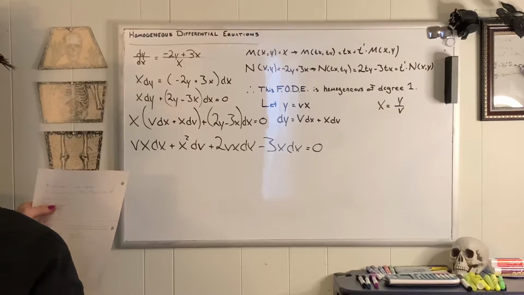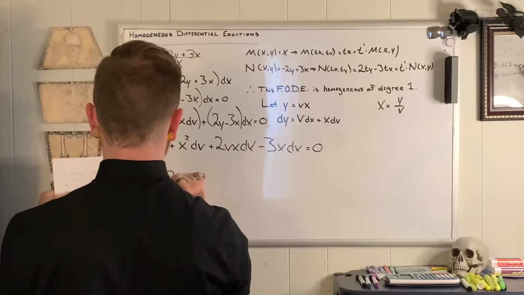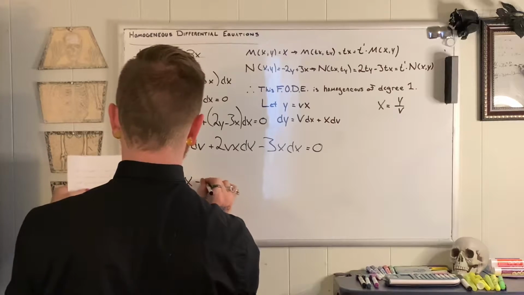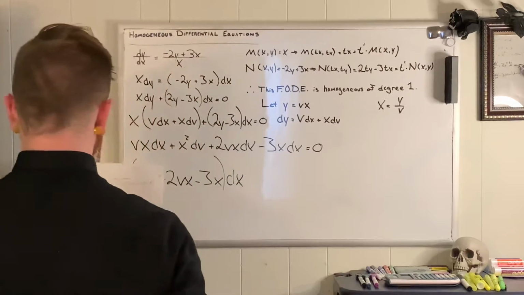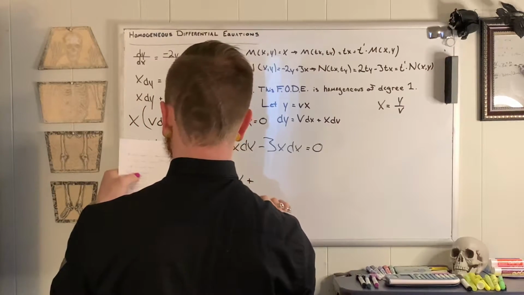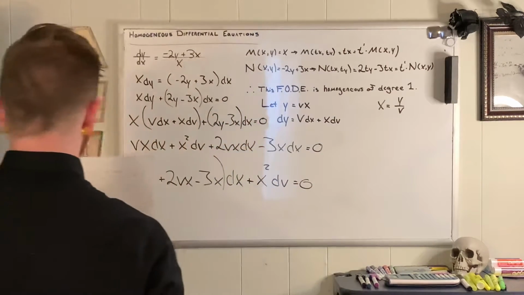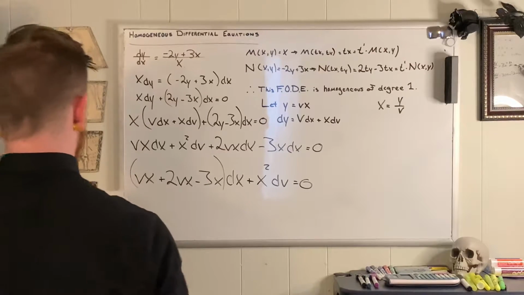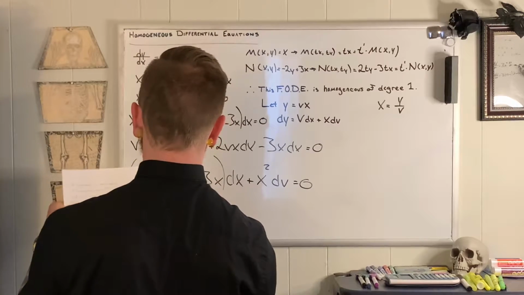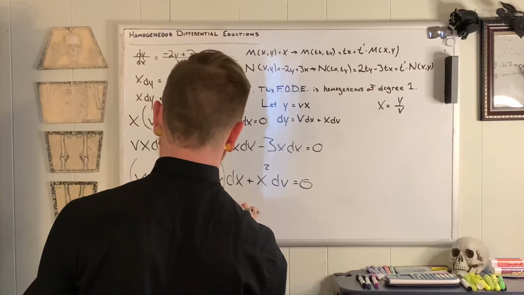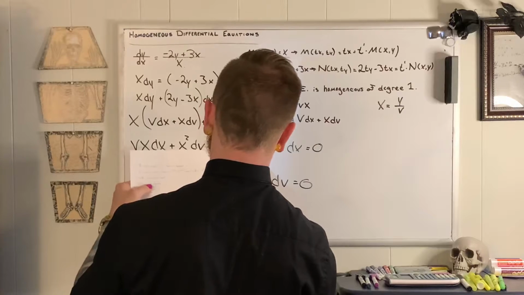Now let's group all of our dx terms together. We have vx plus 2vx minus 3x, and then for our dv terms we just have x squared. Okay, we can combine like terms to have 3vx minus 3x dx plus x squared dv equals 0.